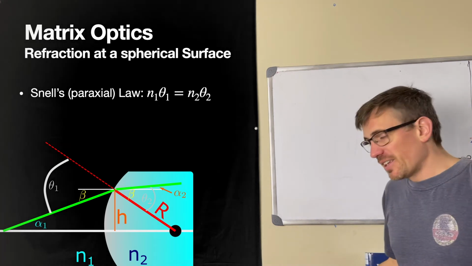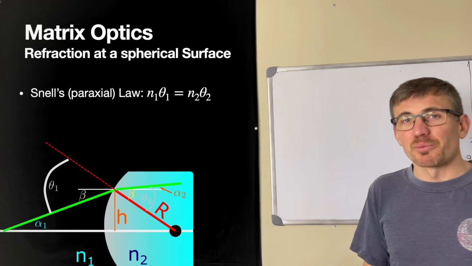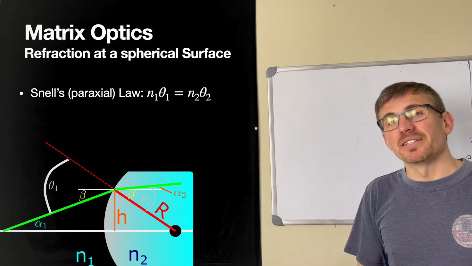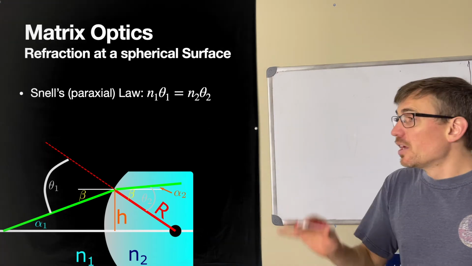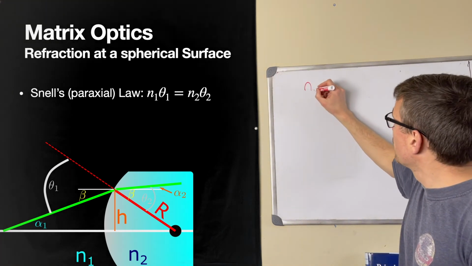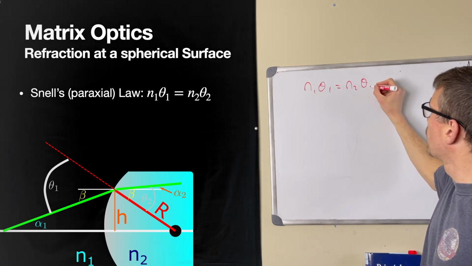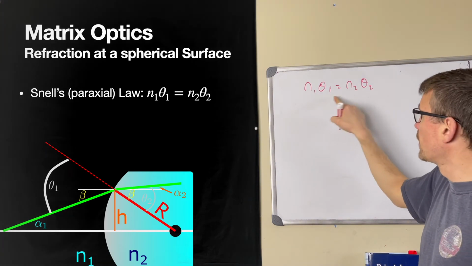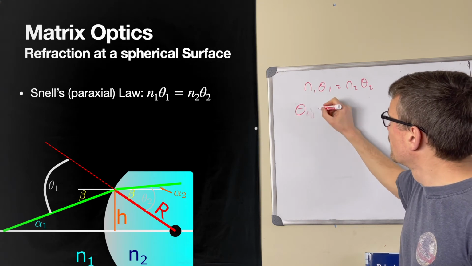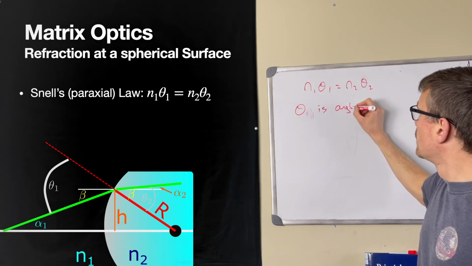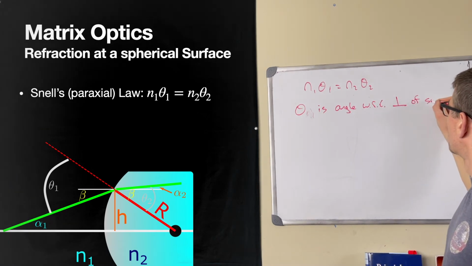So remember Snell's law, n1 sine theta 1 equals n2 sine theta 2. Forget it. In the paraxial approximation, we have paraxial Snell: n1 theta 1 is equal to n2 theta 2, because sine theta is approximately equal to theta. But what is theta here? Let's look at what theta is from this diagram. Theta is the angle with respect to the normal of the surface.